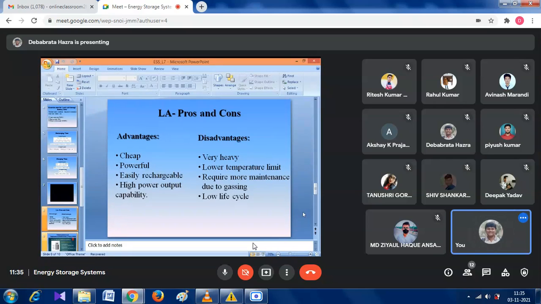Ritesh, have you understood something of this topic? Yes, sir. Sir, in an inverter, which type of battery is used? Lead acid. In an inverter, we use a lead acid type battery. Okay, sir.